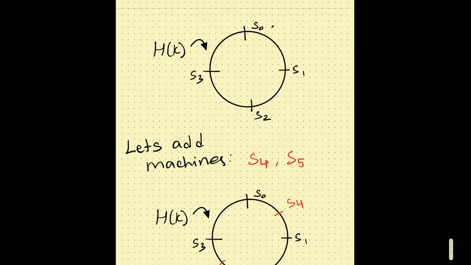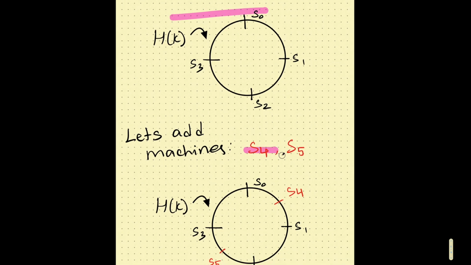Just as a refresher, this is what we had in the previous slide. We have 0, 1, 2, 3. Now what happens during scaling up? Let's say we have 2 new machines, 4 and 5. Just like before, we were getting 3 new machines and going from 4 to 7. Let's say we're going from 4 to 6 now.